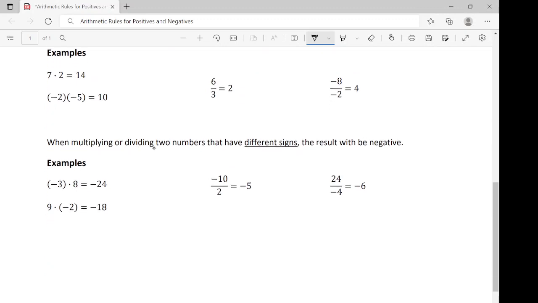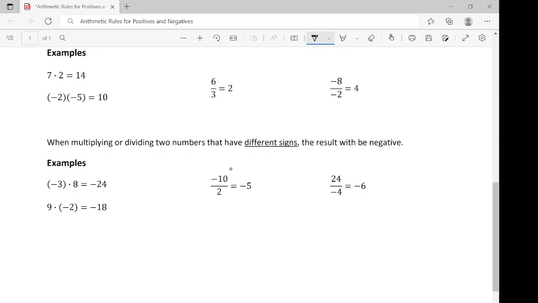But if you're multiplying or dividing two numbers that have different signs, your result will always be negative. So a negative 3 times a positive 8, a negative times a positive will give me a negative answer. So then 3 times 8 is 24, so a negative 24. And then 9 times negative 2, positive times a negative, will give me a negative. So I just do 9 times 2, which will give me 18, so a negative 18 will be my solution.